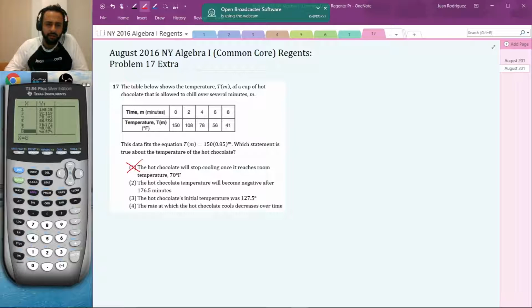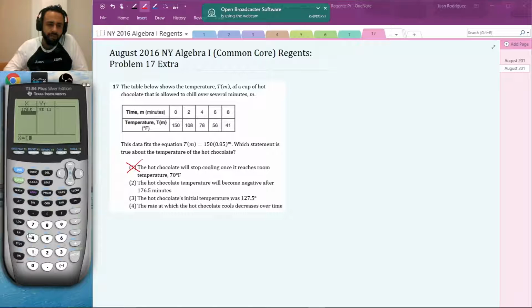So number 2, the hot chocolate temperature will become negative after 176.5 minutes. Well, we can actually test that here. I'm going to change the table set from auto and asks to ask for the independent variable, so I get to plug in the numbers as I choose. So let's see, 176.5. I get 5 times 10 to the negative 11th. The exponent is negative. That doesn't mean the number is negative. 5 times 10 to the negative 11th is positive.